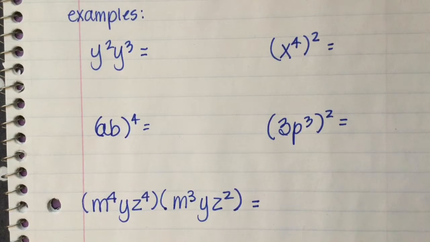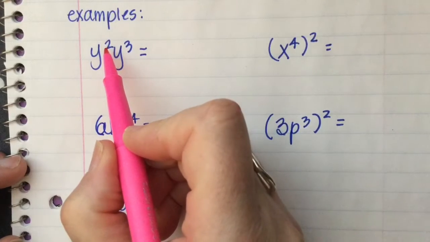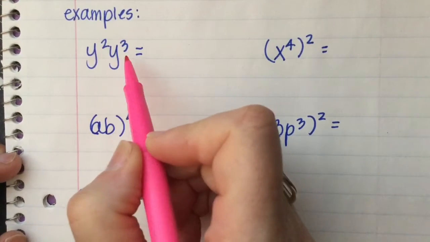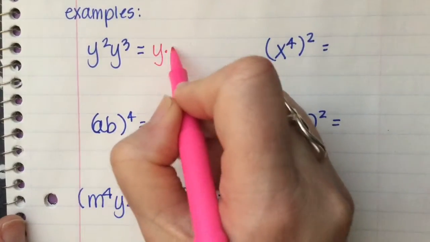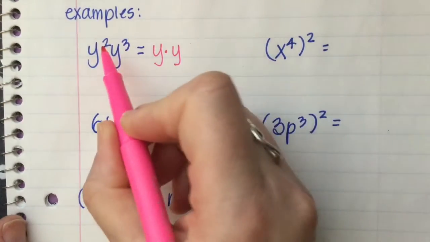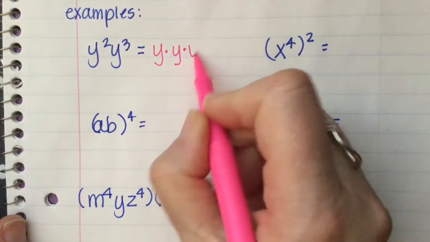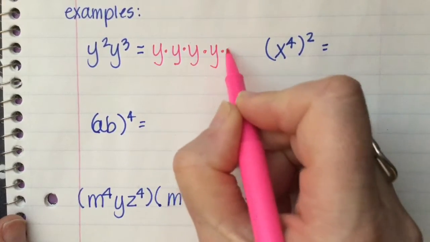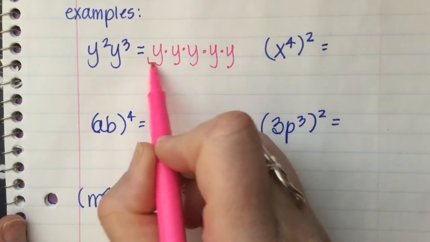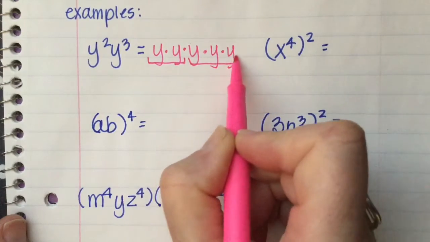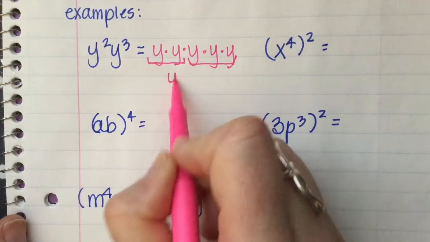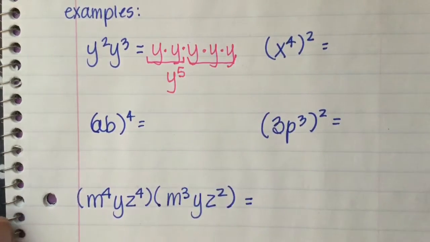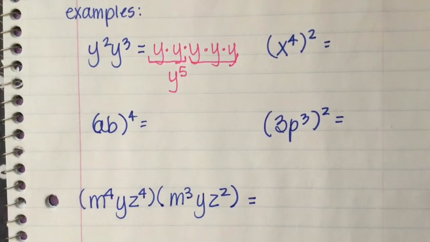So this first example says I have y squared, or y to the 2nd power, and I have y to the 3rd power. That means I have 1, 2 of them from y squared, and then I have another 3 of them, right? So here was my y squared, here was my y to the 3rd. All together, if I add these up, that means that I have y to the 5th power. So notice that those exponents just got added together.